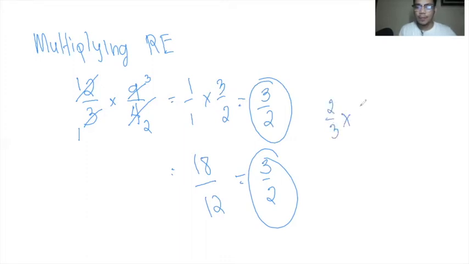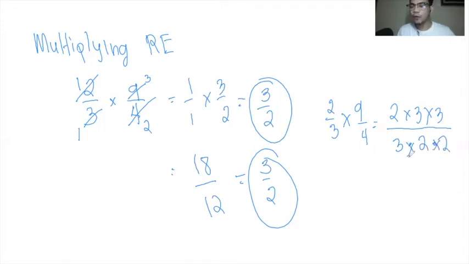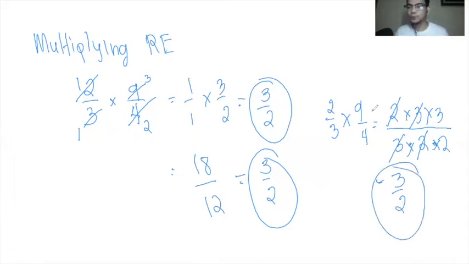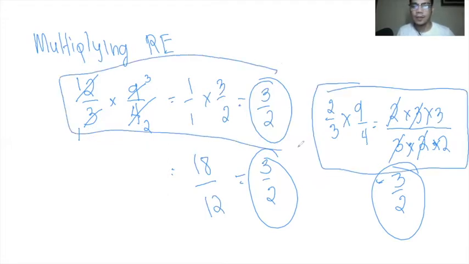2/3 times 9 over 4. You can make this as 2 over 3, times 3 times 3 over 2 times 2. Okay, so we cancel the common factors. So we cancel this pair of 3s. So only numbers left are 3 and 2. So these are different ways to multiply. Get our answers in simplified form. So this one is actually the things that we will be using in multiplying also rational expressions. Okay? That's right.